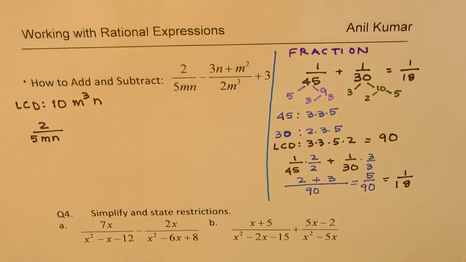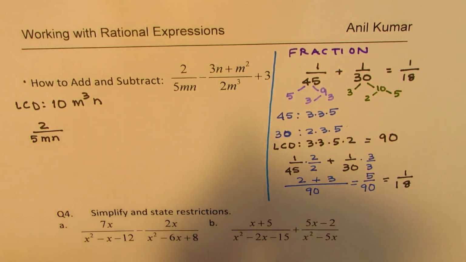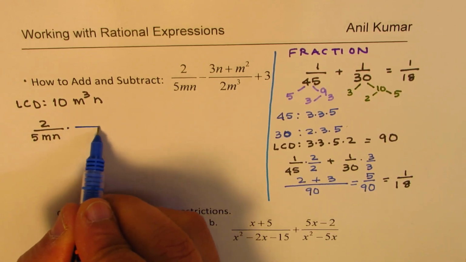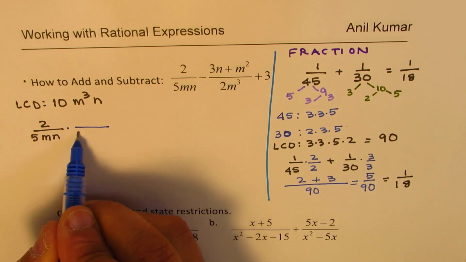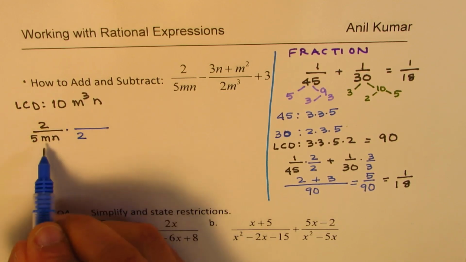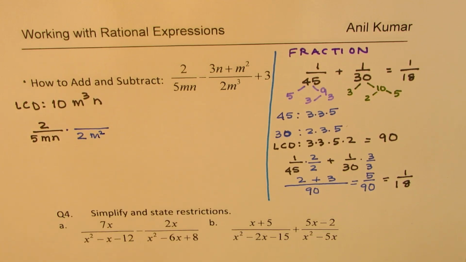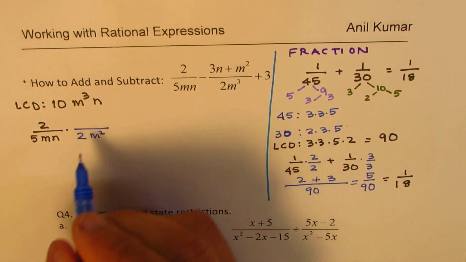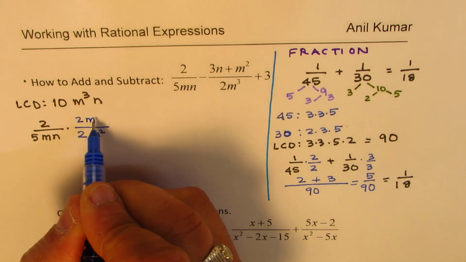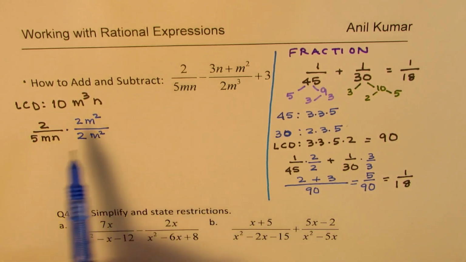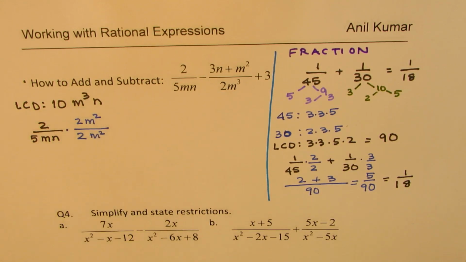To make it 10, what will I do? Well, we have to multiply the denominator by 2, right? So we're talking about the denominator first. We multiply this by 2, we get 10 m by m square. So these are the two terms which we consider. So we have to multiply by the same thing also, right? Does it make sense to you? So that is how we change the first term, ensuring that we have a denominator of 10m cube n.